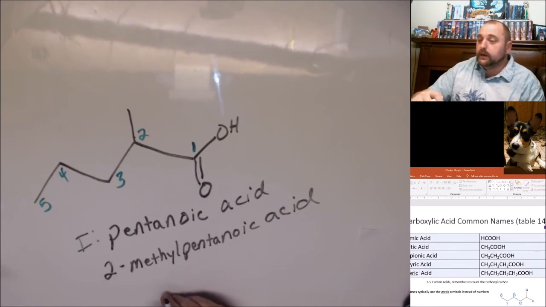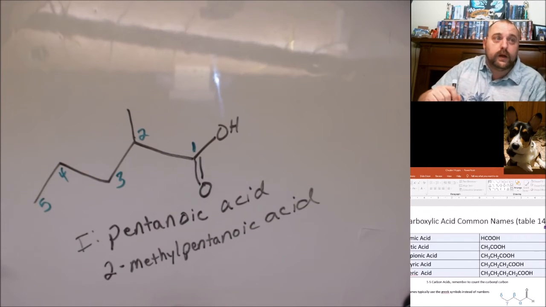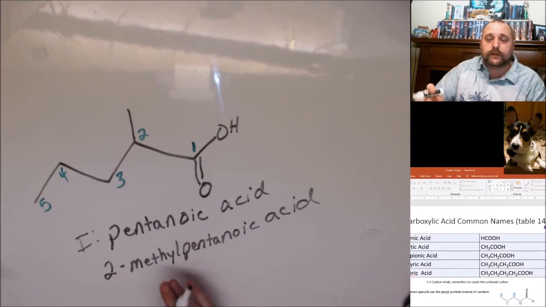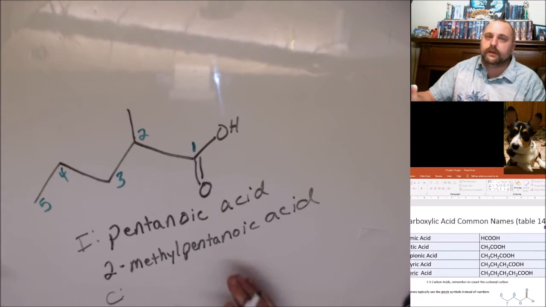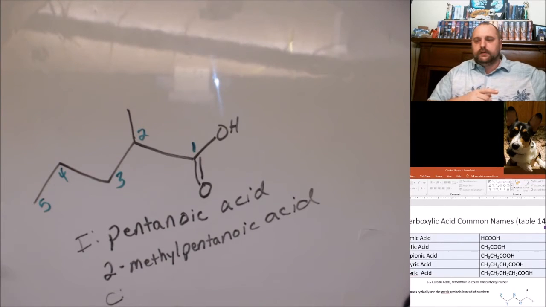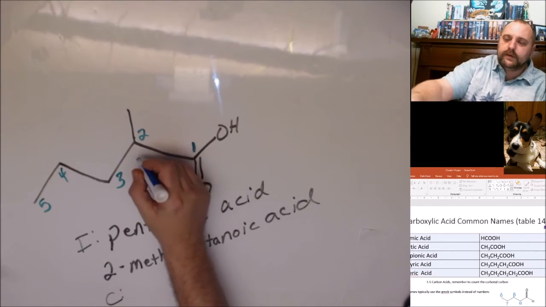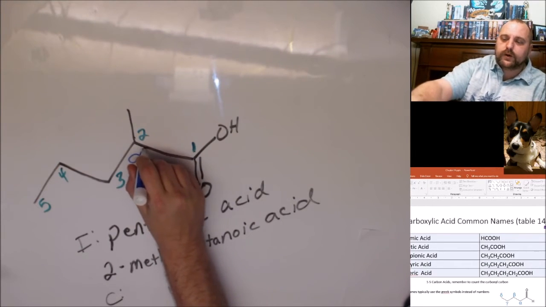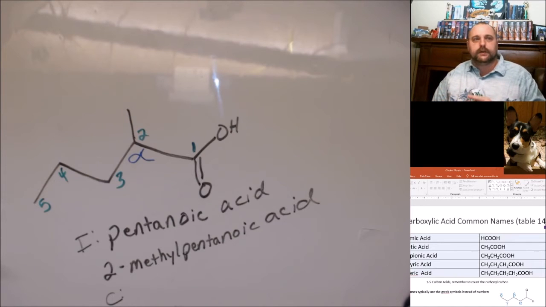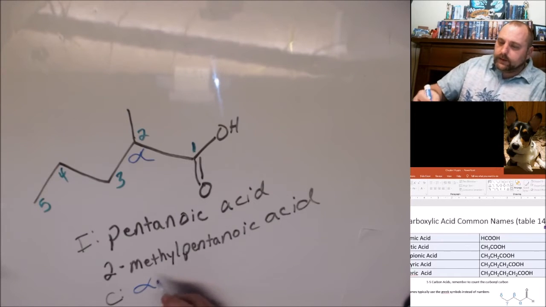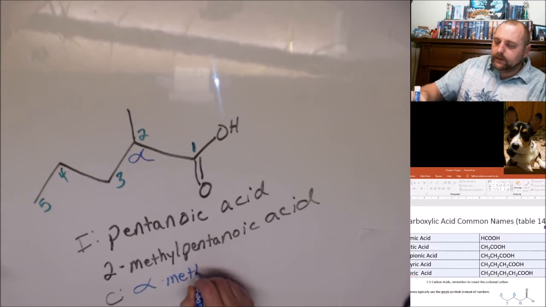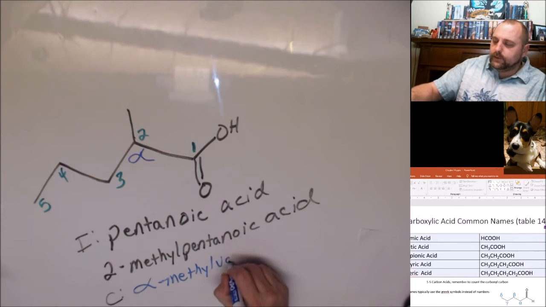Now the common name is 5 carbons. Remember, don't count that side group, but you do count the carbonyl. And so the common name then will be valeric acid, and it's got a methyl group at 2. But 2 is not usually used. You could, but typically we're going to refer to that first carbon over as alpha. Remember, the carbonyl does not get a Greek letter, and so the common name for this will be alpha methyl valeric acid.